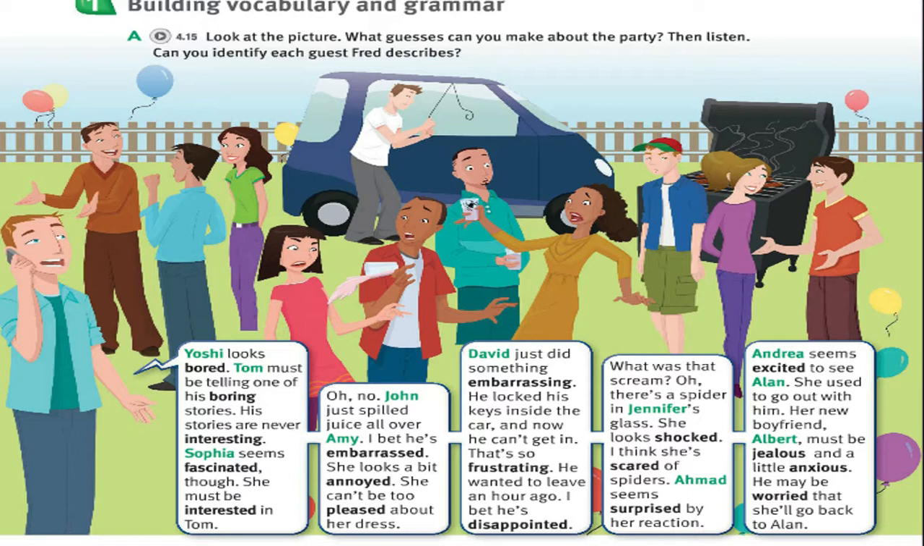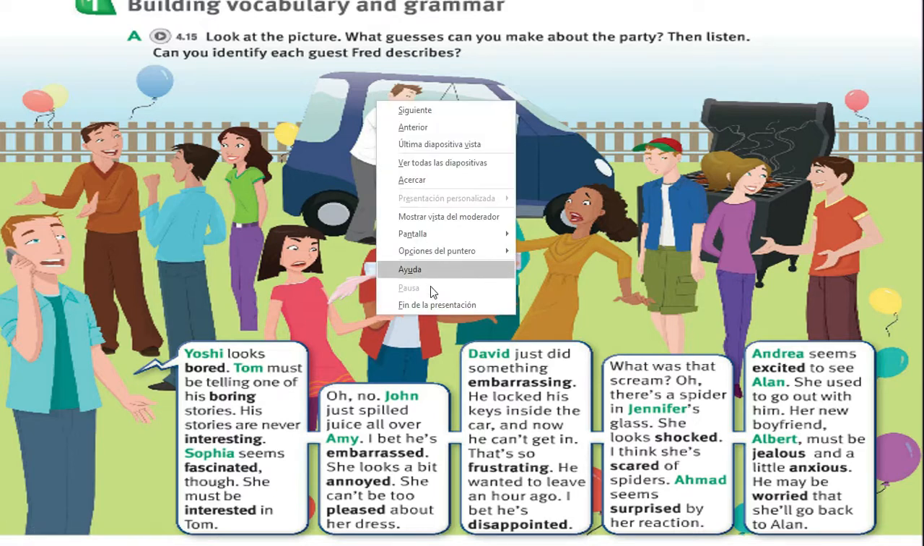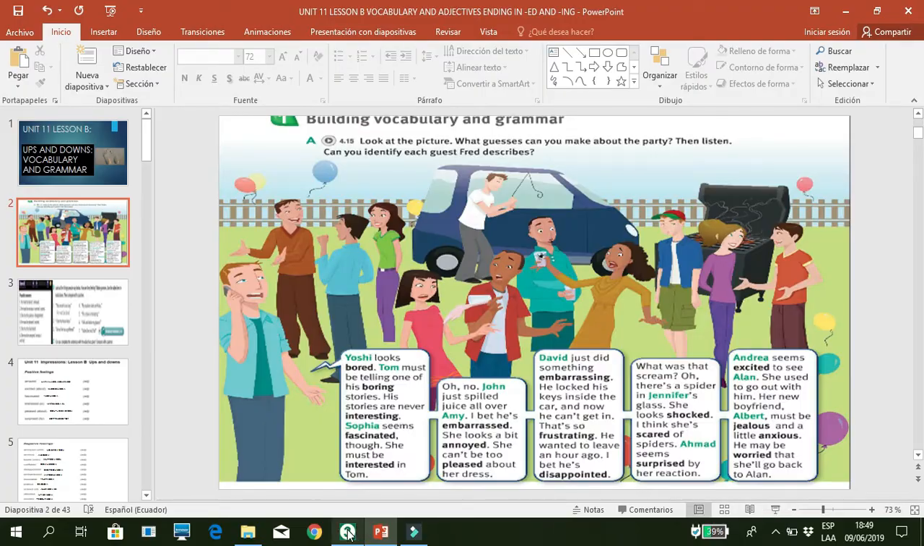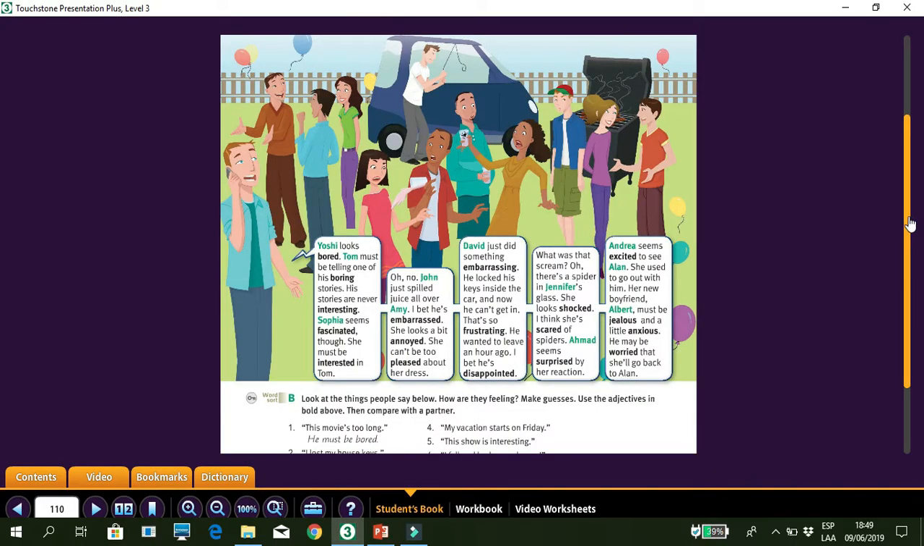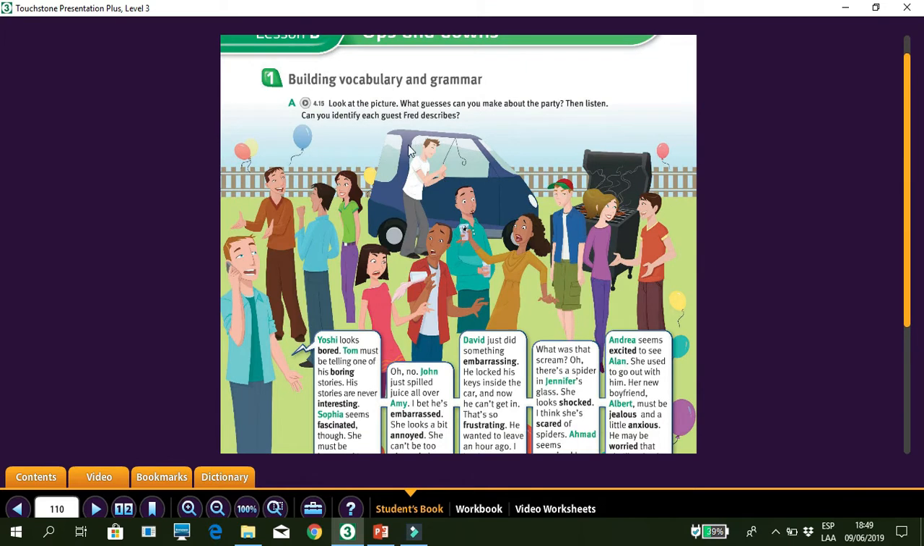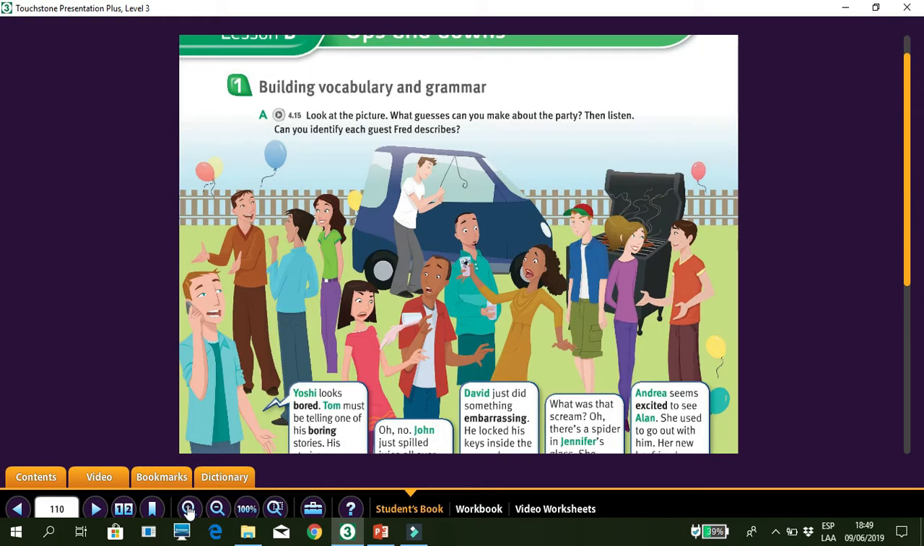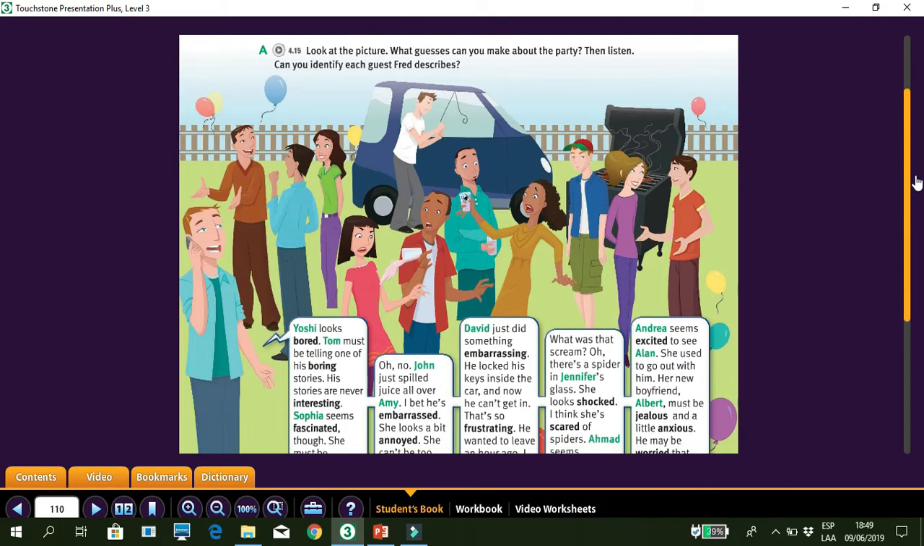For this, we're going to begin with a little dialogue. Here's the following exercise. You have to look at the picture. What guesses can you make about the party? You have to try to speculate. I'm going to give you 30 seconds to look and make your own guesses. Think what is happening in the party. Then we're going to listen. Can you identify each guest that Fred describes?